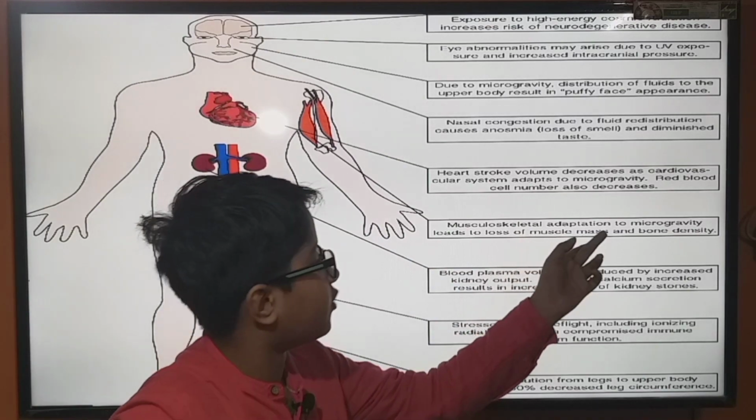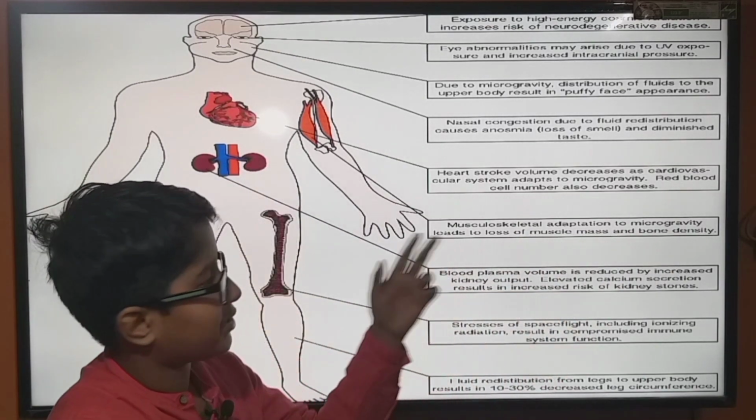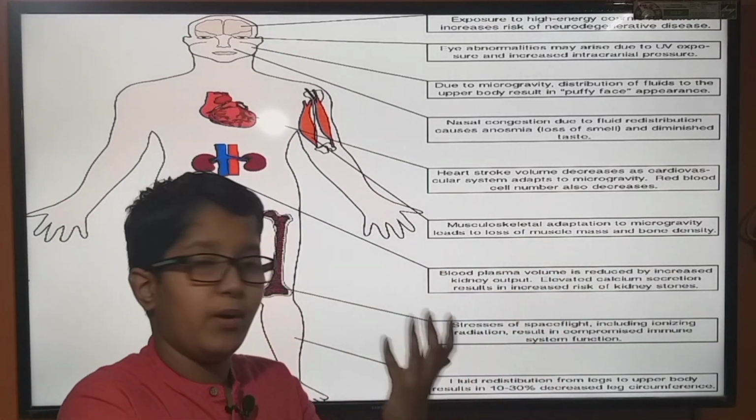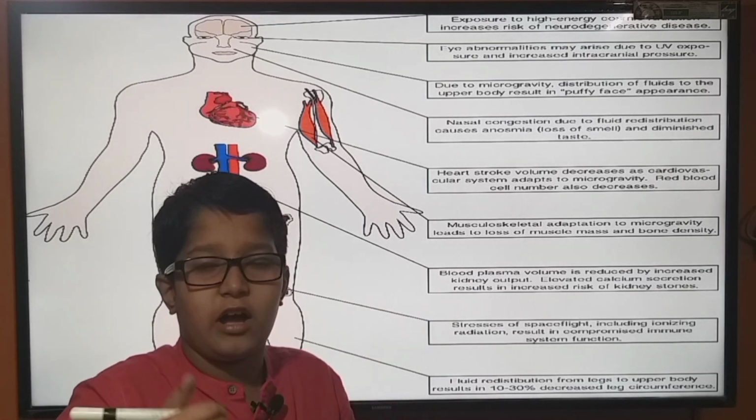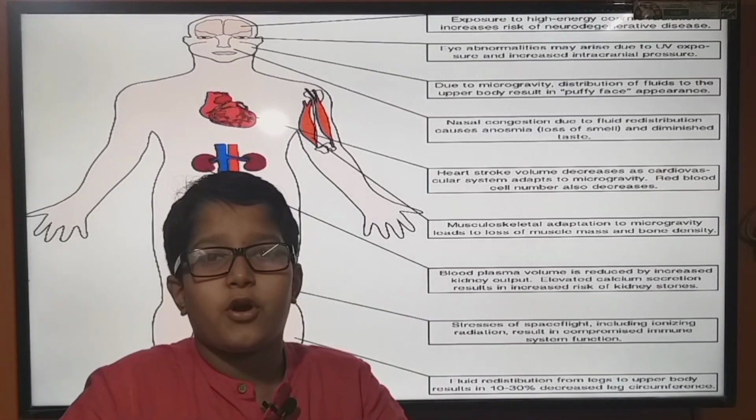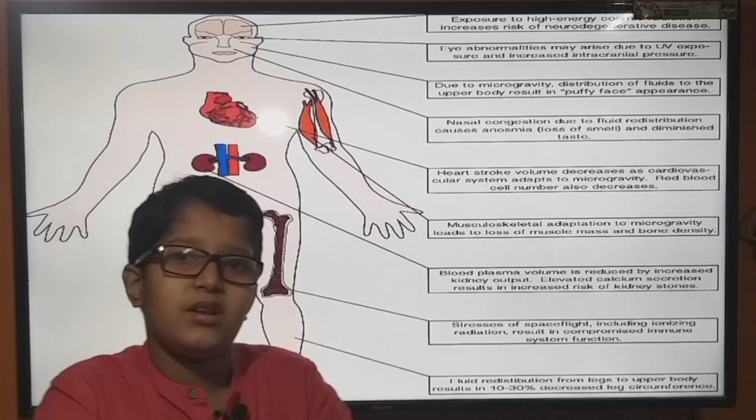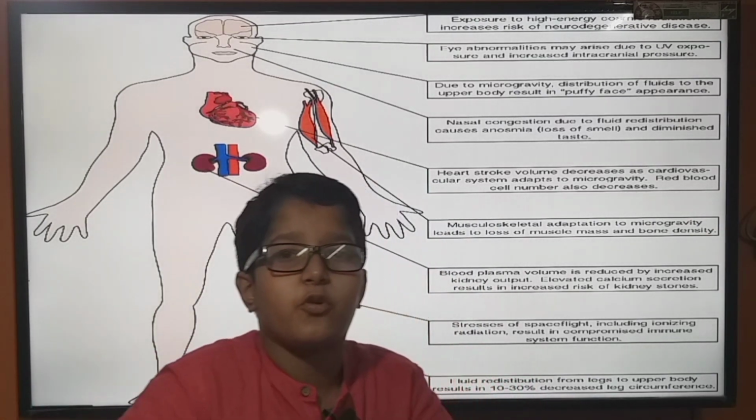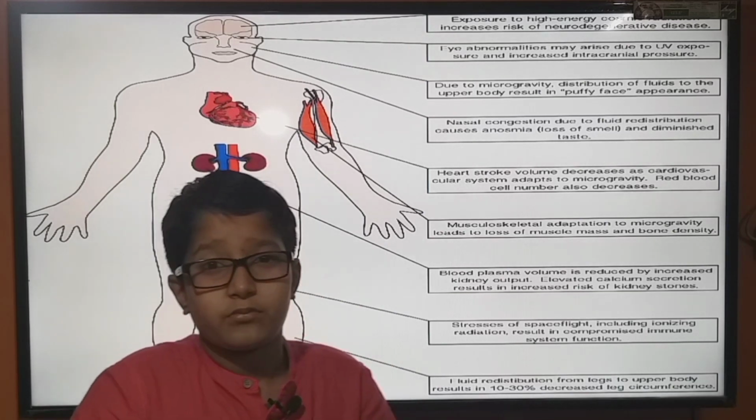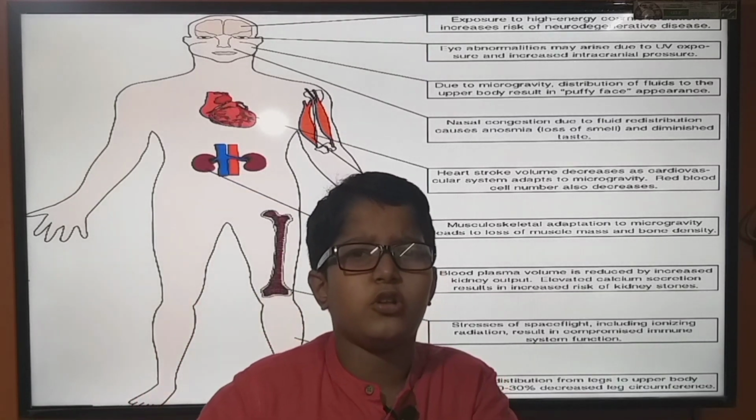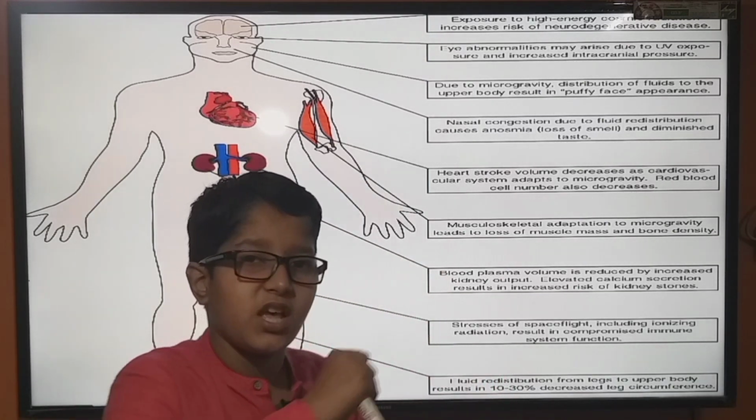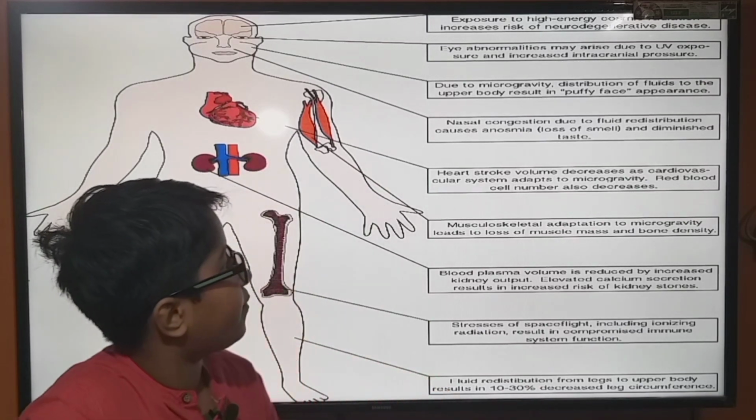Molecular adaptation to microgravity leads to the loss of muscle mass and bone density. If we don't exercise in space, because the muscles are not in use, the muscles will waste away, and then they will get damaged easily. So the astronauts who go into space have to exercise every day.